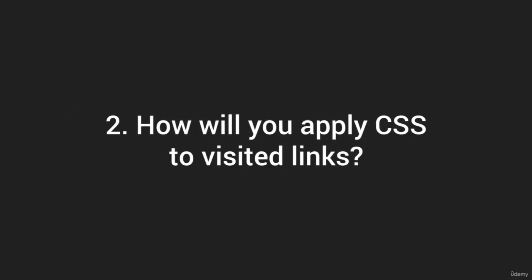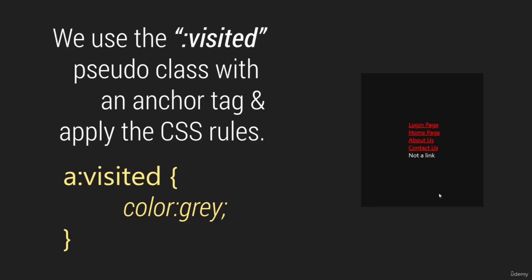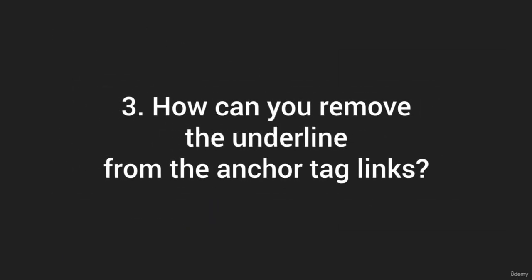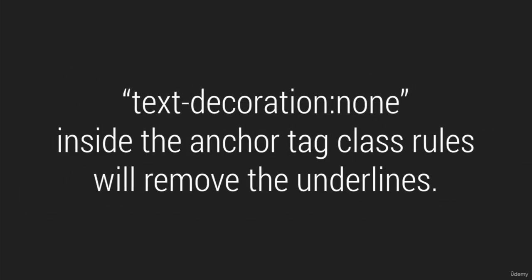The second question is, how will you apply CSS to visited links? Well, we use the colon visited, that is the visited pseudo class, with an anchor tag and apply the CSS rules. So once a link is visited, whatever you have configured with the visited pseudo class, that will be applied. The third question is, how can you remove the underline from anchor tag links? Well, it's very simple. You just have to use the text decoration colon none. That is, you assign none to text decoration, and that will remove the underlines of anchor tag.